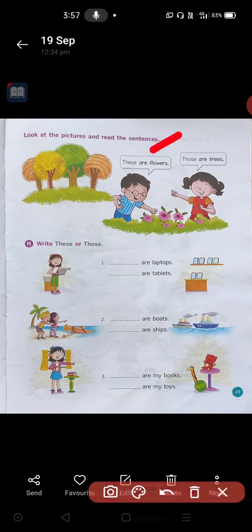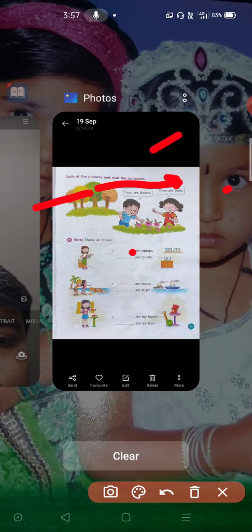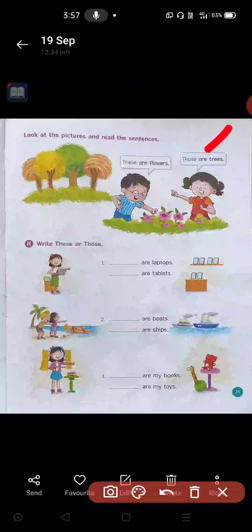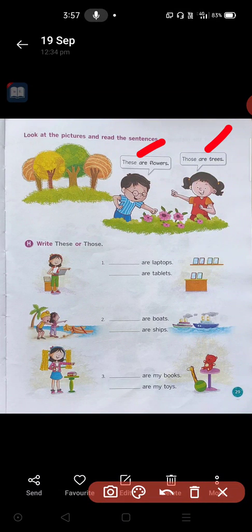So here she is saying that these are flowers, and this girl, now those trees are very far from this girl, very far from this girl. The trees are far from her, so she calls them those are trees, those are trees, these are flowers, those are trees. If one is there, we need to use that and this.